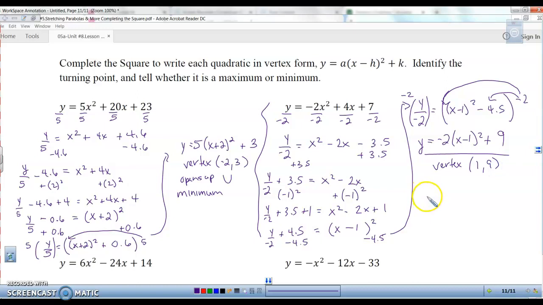All right, which way does this open? Well, according to the leading coefficient, this is negative, so it's going to open down. It opens down. It looks like this. So the vertex is going to be a minimum or a maximum? Well, the vertex would be up here, so it would be a maximum.